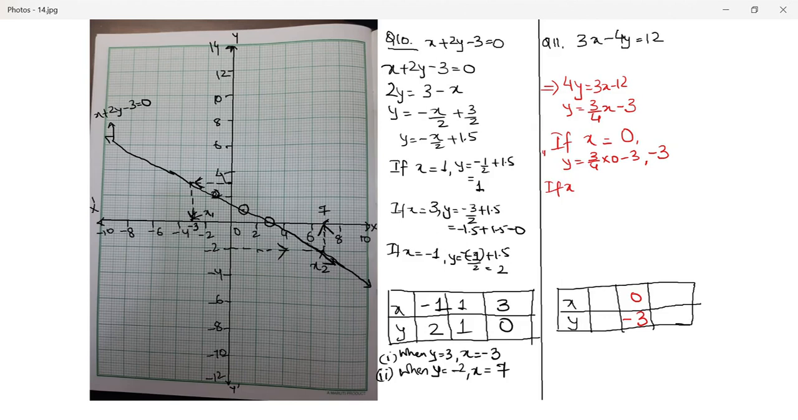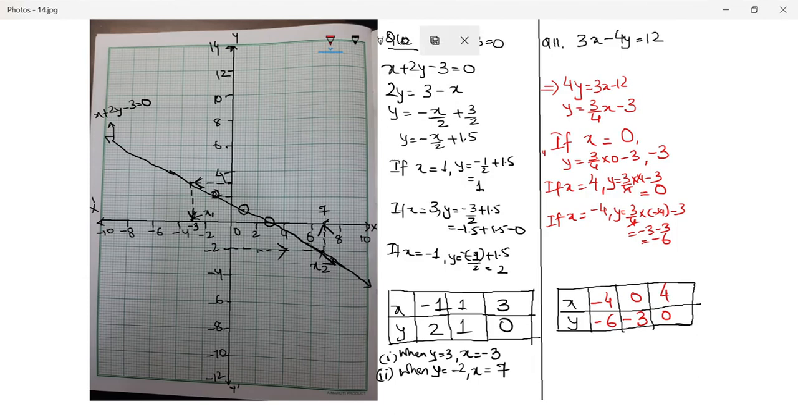If x is equal to, now since the denominator is 4, I should take values of x as multiples of 4. So if x is equal to 4, y will be equal to 3 by 4 into 4 minus 3, which is 3 minus 3, which is 0. So this is 4 and 0. And then the last one, if x is equal to -4, y will be equal to 3 by 4 into -4 minus 3, which is -3 minus 3, which is -6. So if x is equal to -4, y is equal to -6.